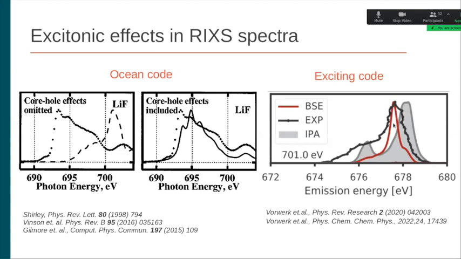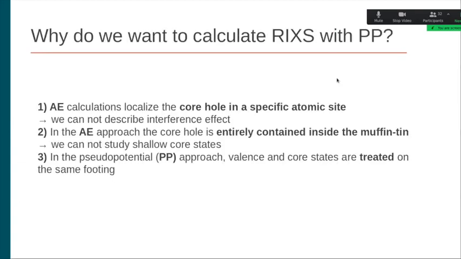So now, what we would like to do is, instead of using all-electron codes such as OCEAN or exciting, to implement the same RIXS studies in pseudopotential codes. And why do we want to do that? There are two important reasons why we would like to explore the calculation of RIXS from pseudopotentials.